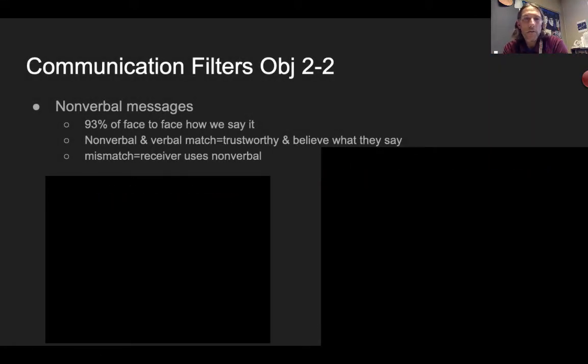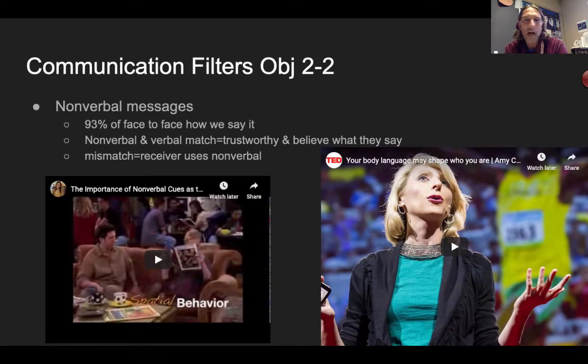And some of the nonverbal, we see this a lot, especially in Friends. When you look at Ross, the way he communicates nonverbally, it's funny, but it really helps us better understand what he's thinking because his words usually don't match his nonverbal. But when they do, we see those people as being more trustworthy, and we're more likely to believe what they say.